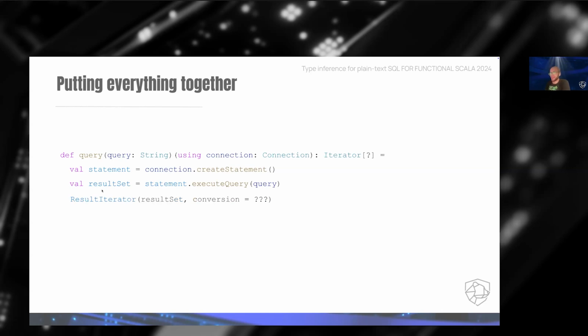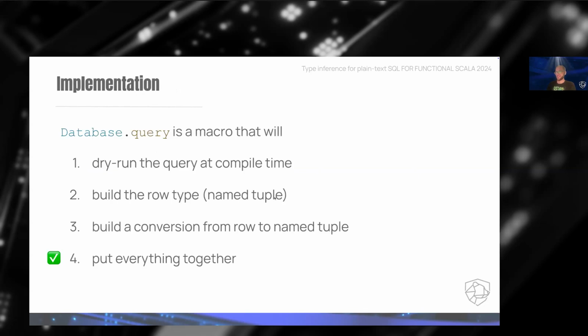So I actually ended up creating this result iterator, which is just something that implements the iterator interface. It's like a facade that hides away the Java result set. And it also takes a conversion, which is the function that I mentioned before that converts the row to the named tuple. So now what remains is basically the conversion function, so these three question marks. And in order to do that, we have to cover the first three steps.